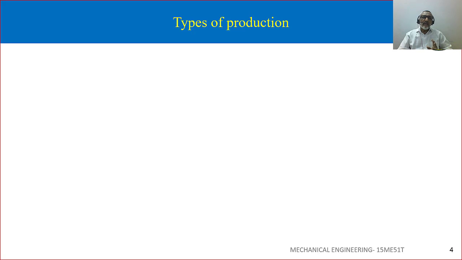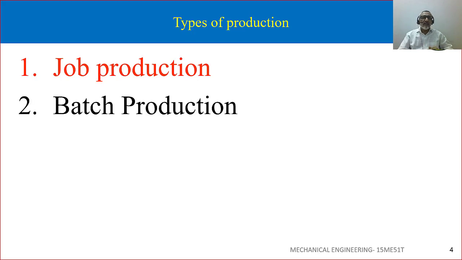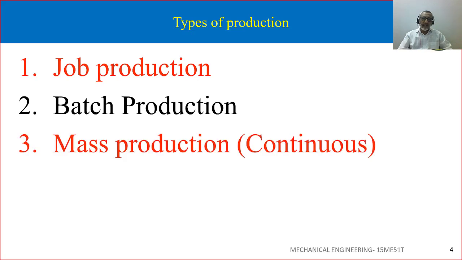We'll be starting with the types of production. The first type that we'll be discussing is job production. Then the second type of production is going to be batch production, which is in slightly larger quantities. And third, we'll be discussing mass production. It is also known as continuous production, because here the same product is produced in large quantities on a continuous basis. Now, let us discuss each one of these productions in detail.